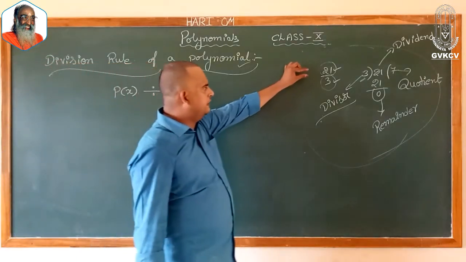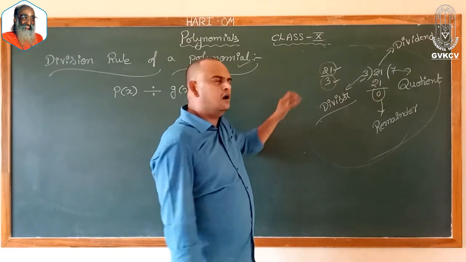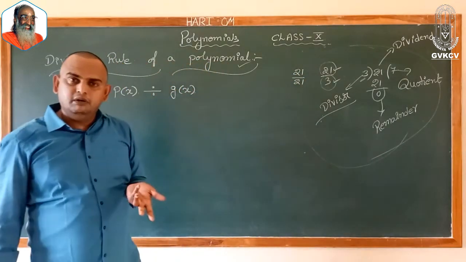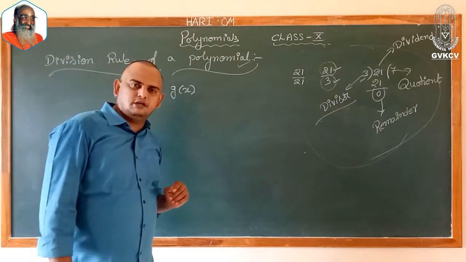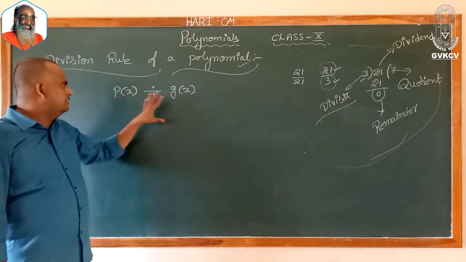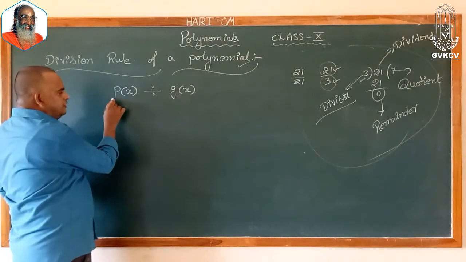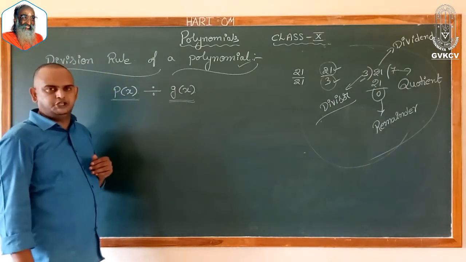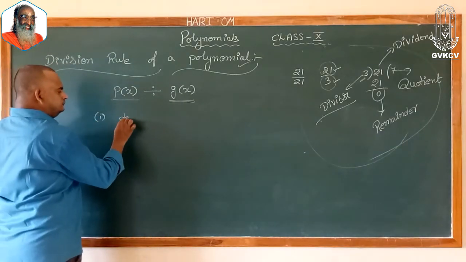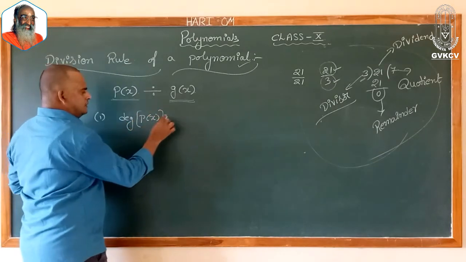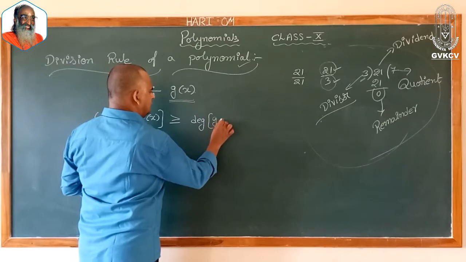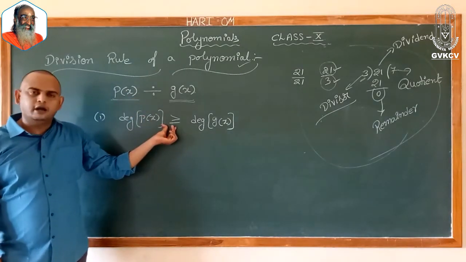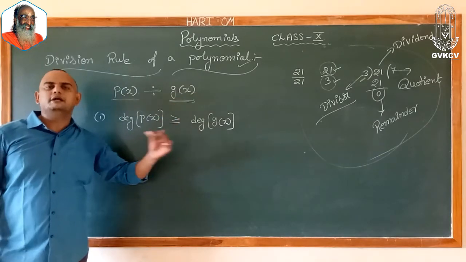As I told you, the bigger number is always divisible by a smaller number, or for example 21 by 21, an equal number, also. With an equal number also we can divide. By understanding this concept, we have a condition between the polynomials. If P of X has to be divided by another polynomial G of X, you need to check a condition. Condition number 1: the degree of P of X must be greater than or equal to the degree of G of X. Means the P of X polynomial's degree must be greater than or equal to the G of X polynomial's degree.